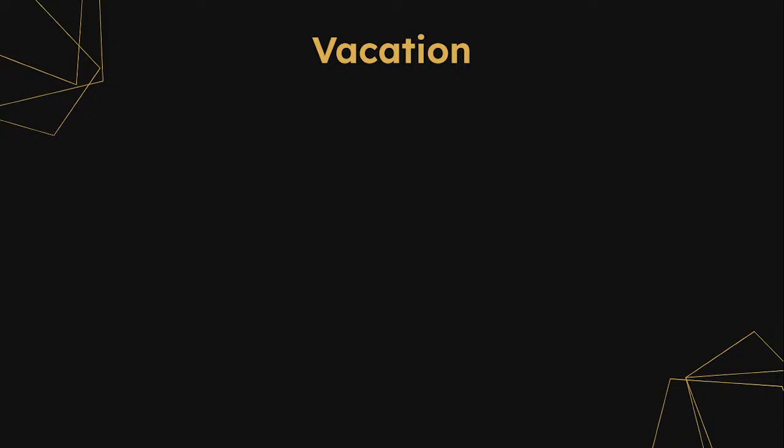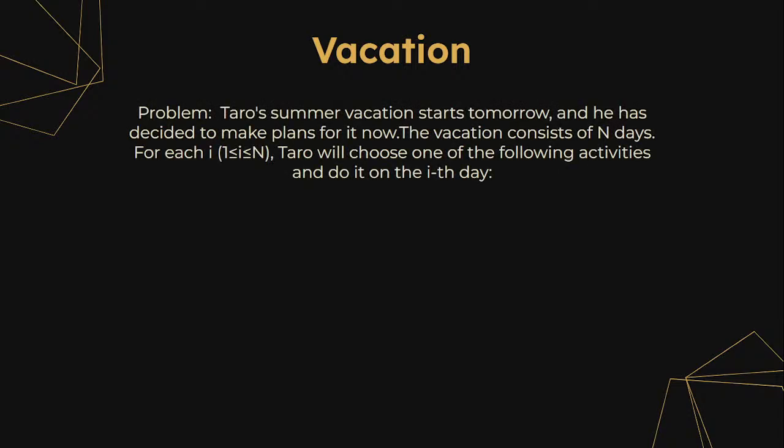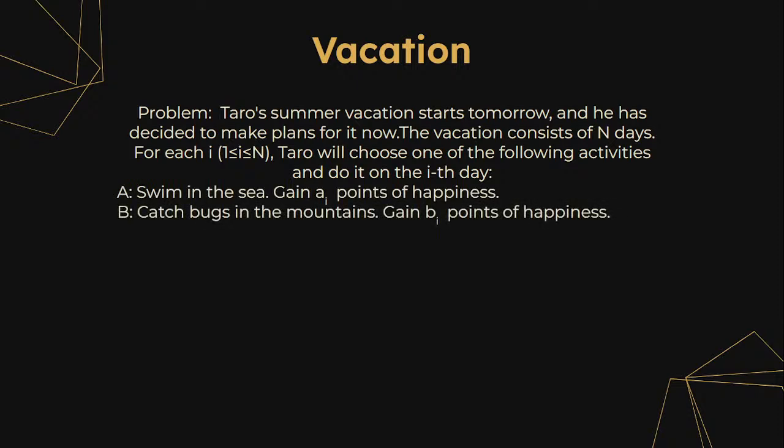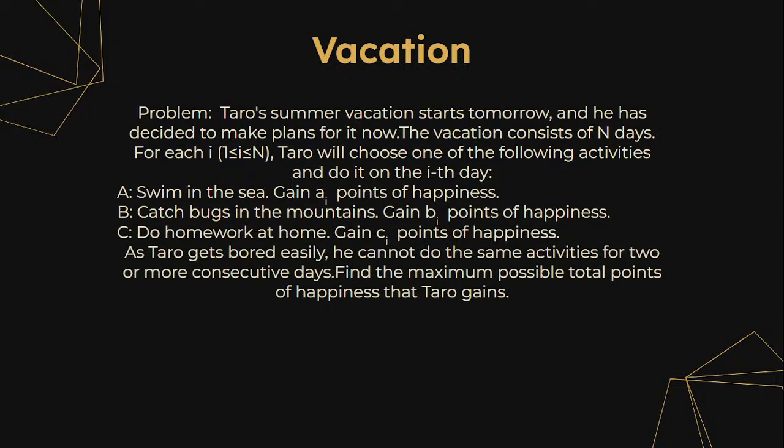Okay, now let's look at another question, vacation. The problem is that Taro's summer vacation starts tomorrow and he has decided to make plans for it. The vacation consists of n days. For each i, 1 to n, Taro will choose one of the following activities and do it on the ith day. Swim in the sea, gain ai points. Catch bugs, gain bi points. Do homework, gain ci points. As Taro gets bored easily, he cannot do the same activity for 2 or more days consecutively. Find the maximum possible total points of happiness that he can gain.